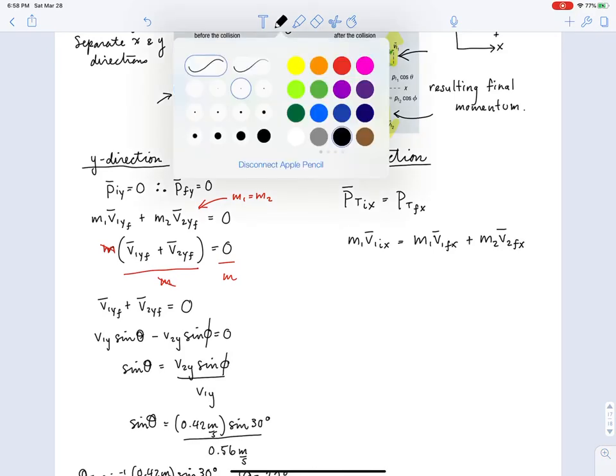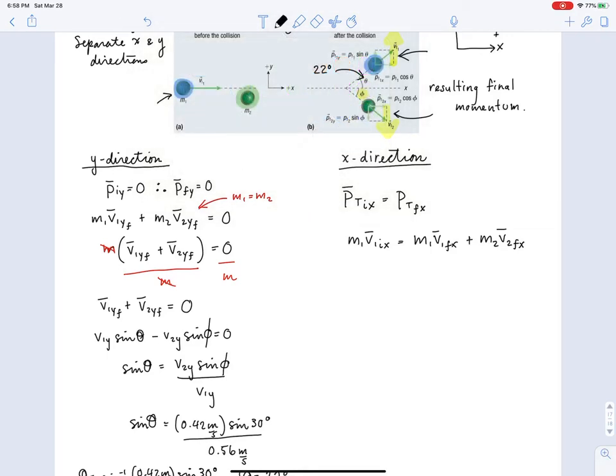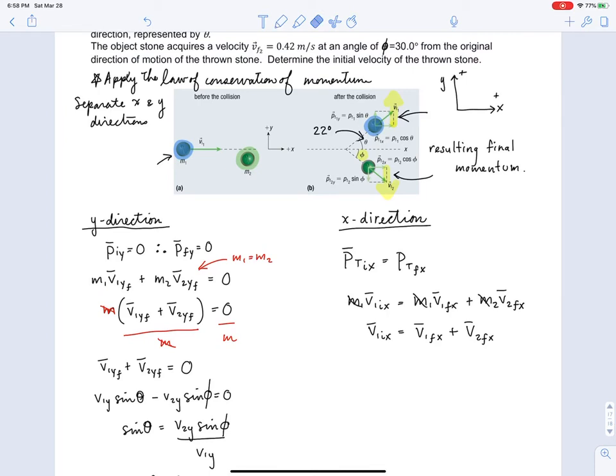The masses are all the same. We know that m1 and m2 are all the same, so all of these masses will cancel out, and we are left with the initial velocity of mass number 1 in the x direction is equal to the final velocity of mass number 1 in the x direction plus the final velocity of mass number 2 in the x direction.